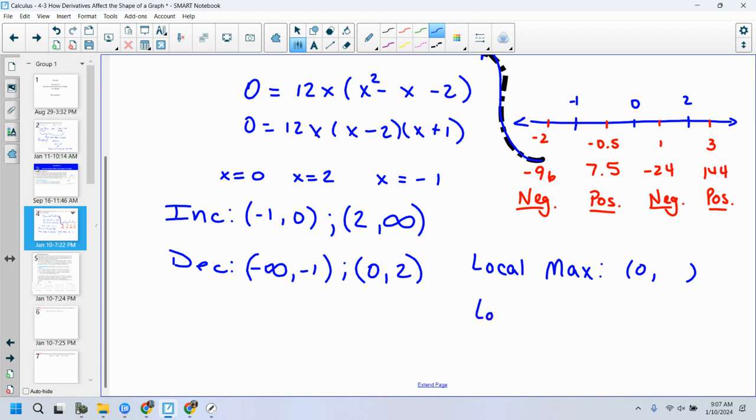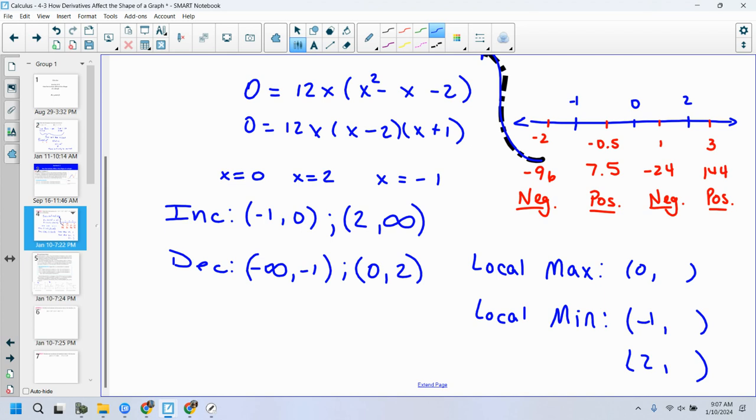But then there are 2 local minimums. One at negative 1, something. The other one at 2, something. Because it's going from negative to positive at negative 1, and it's going from negative to positive at positive 2. Now, how do we find out the y values of those coordinates? How do we figure out where that actual high or low point is?